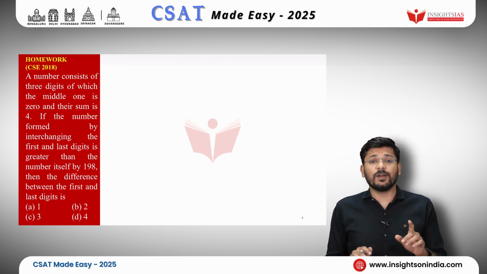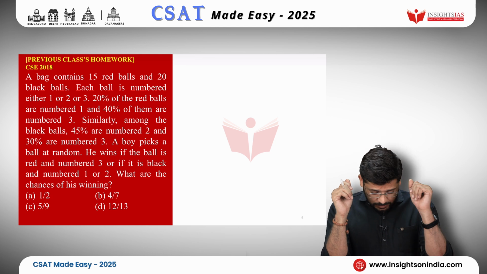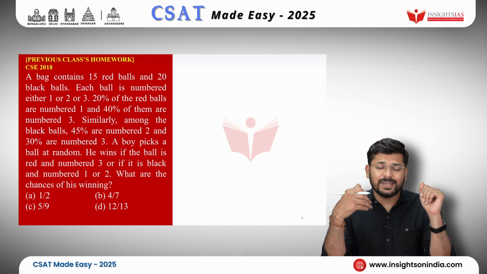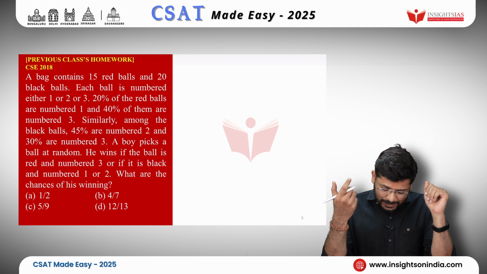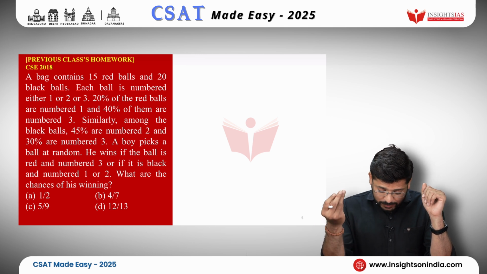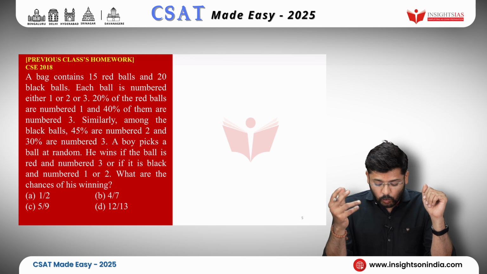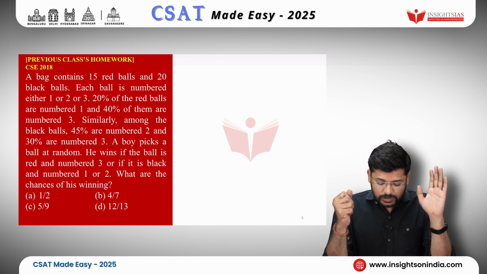Okay, now it is time to discuss the homework question of the previous class. This was your homework question in the previous class. It was based on the concept of probability. Let's see it. A bag contains 15 red balls and 20 black balls. Each ball is numbered either 1 or 2 or 3. 20% of the red balls are numbered 1 and 40% of them are numbered 3. Similarly, among the black balls, 45% are numbered 2 and 30% are numbered 3. A boy picks a ball at random. He wins if the ball is red and numbered 3, or if it is black and numbered 1 or 2. What are the chances of his winning?